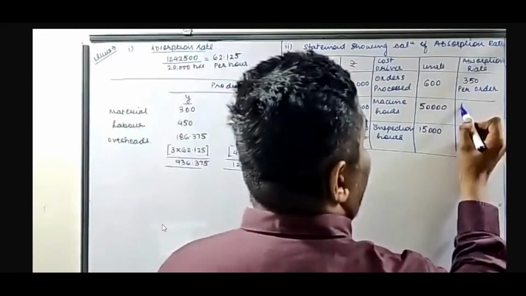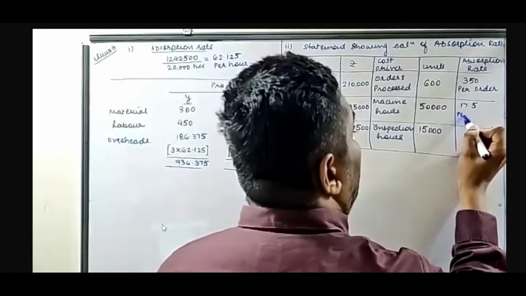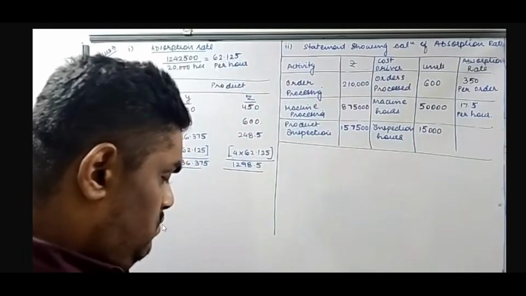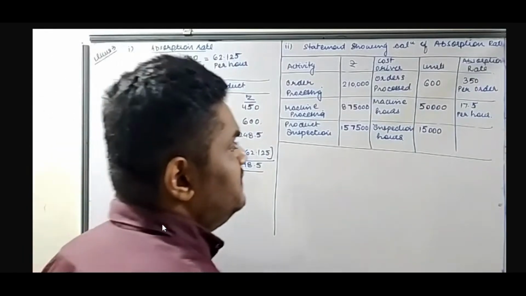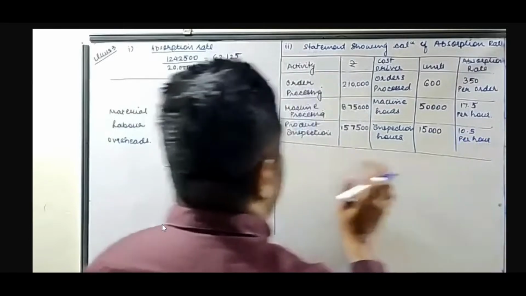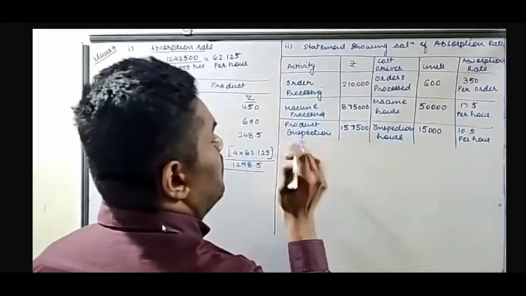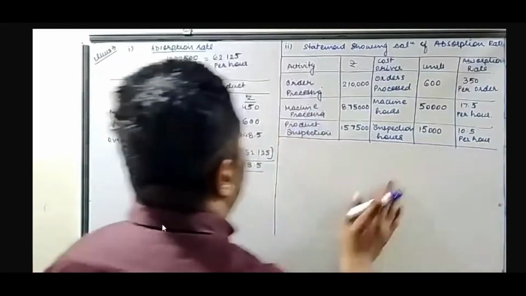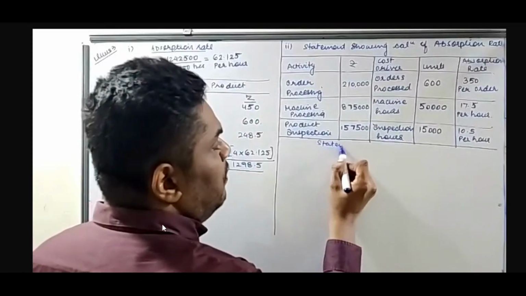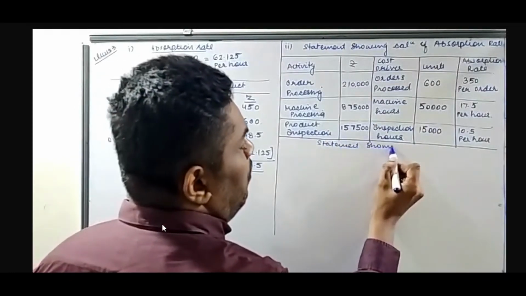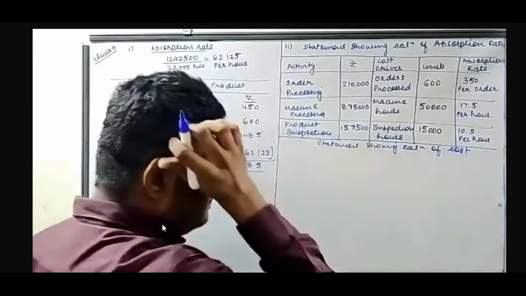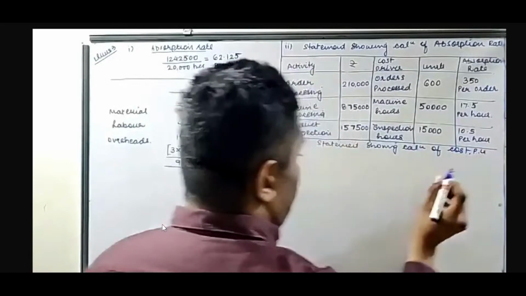This is 17.5 per hour. That is 10.5 per hour. So we are done with this part. Now let's prepare the statement showing calculation of cost per unit.